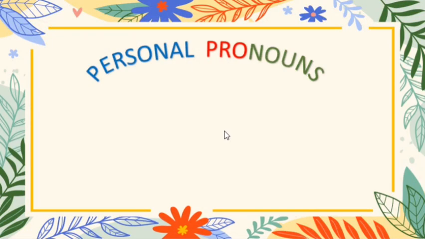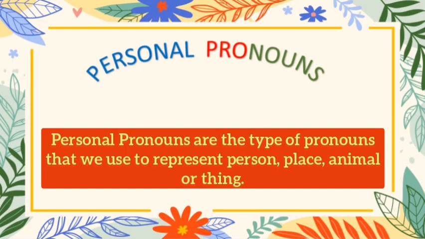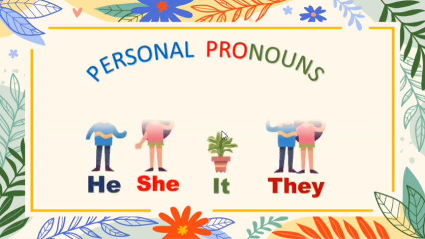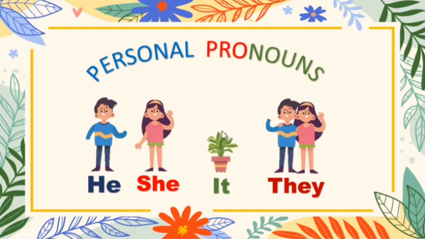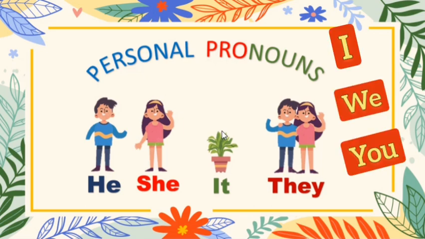Personal pronouns. Personal pronouns are the type of pronouns that we use to represent person, place, animal or thing. There are 7 personal pronouns. In our previous video, we have learnt about 4 pronouns: he, she, it and they. And today we will learn about 3 more pronouns, that is I, we and you.